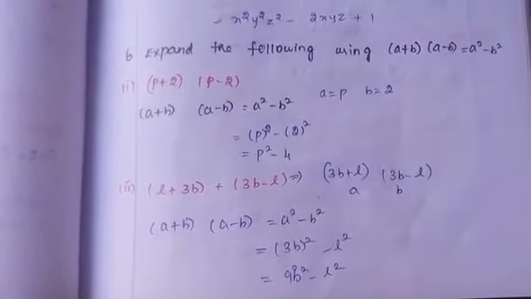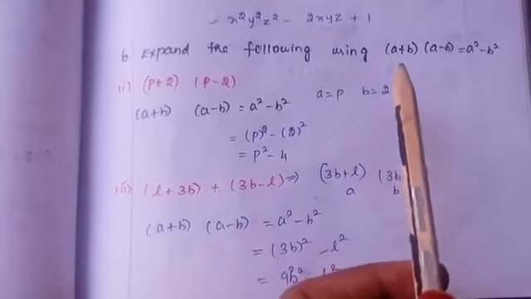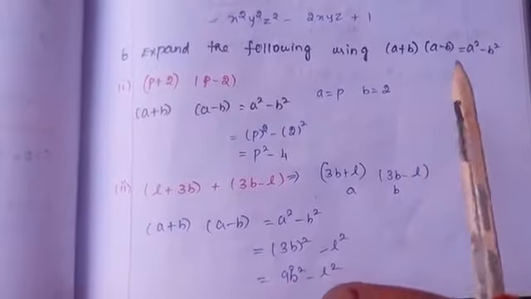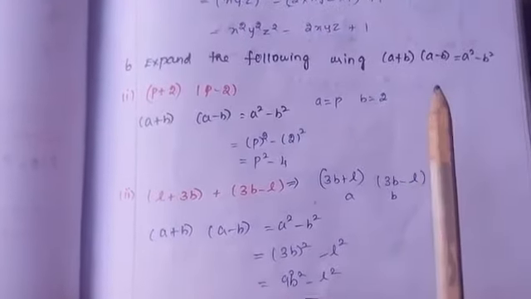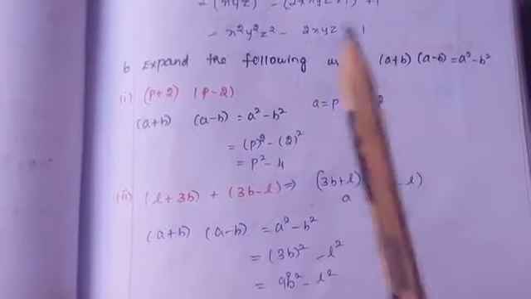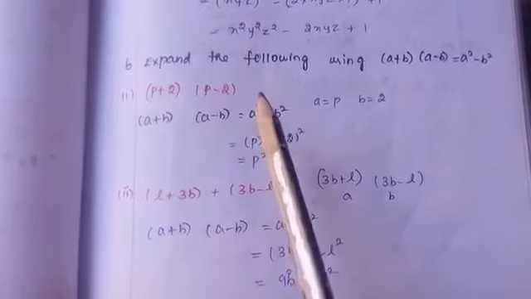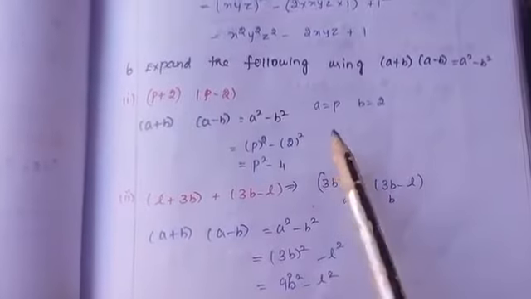Next sum, sixth sum, expand the following using (a plus b) into (a minus b). The expansion is a square minus b square. They are given the identity. They have given the formula, we want to substitute that. (p plus 2) into (p minus 2). We want to find out which one is a, which one is b.